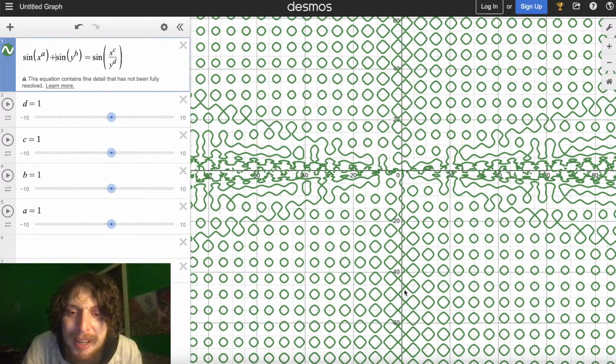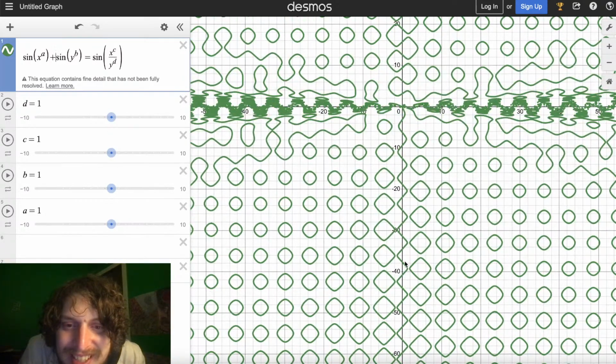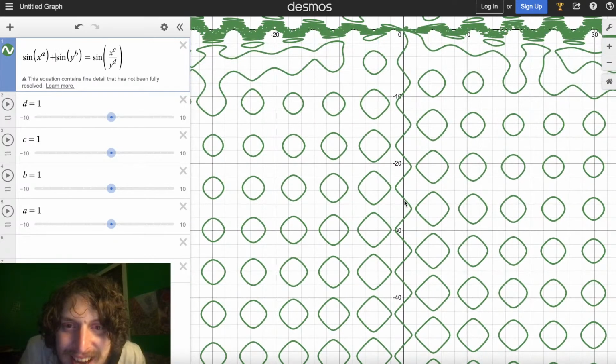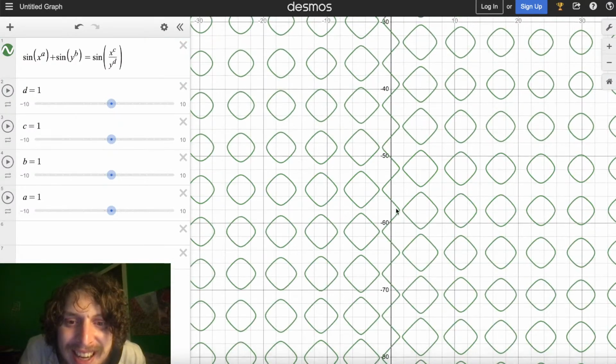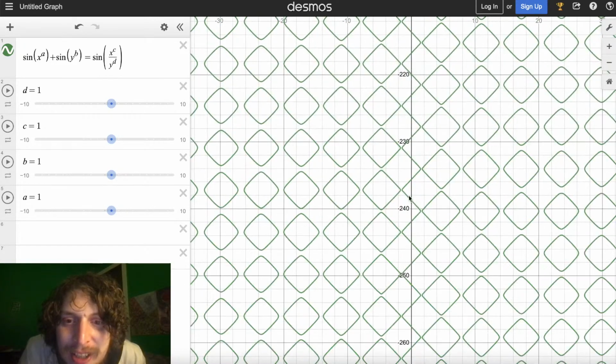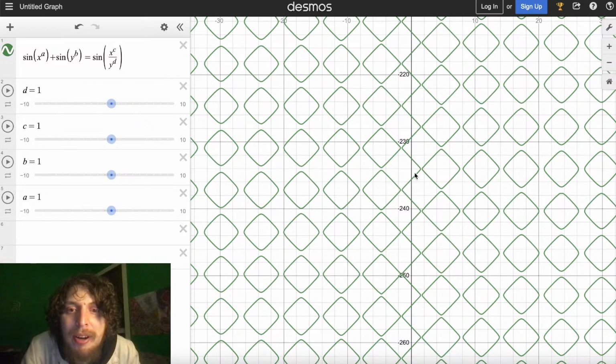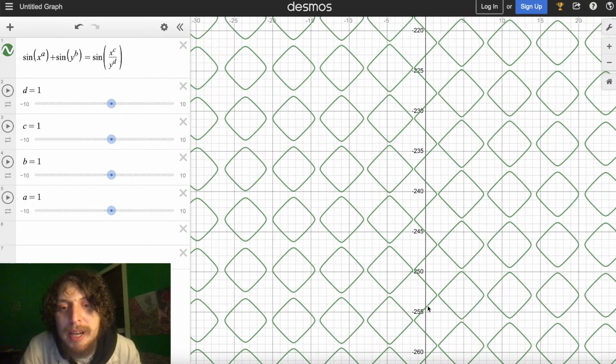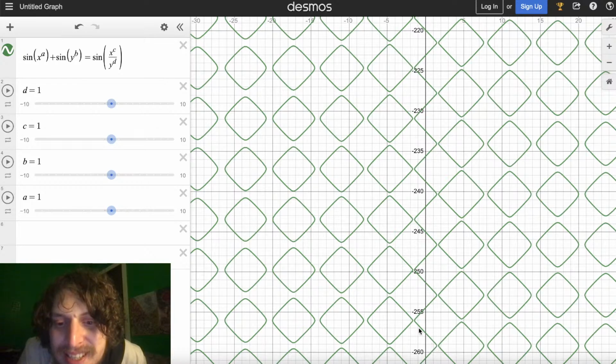Now we have, look up here, down here, we have this zigzaggy line. This zigzaggy line's funny. Look, all the way down here, it's getting closer and closer to being part of these squares. Look, all these are separate squares. They almost look like a checkerboard grid at points, but they're not. They're separate little squares. And one zigzaggy line. This one line is technically a curve, not a line.